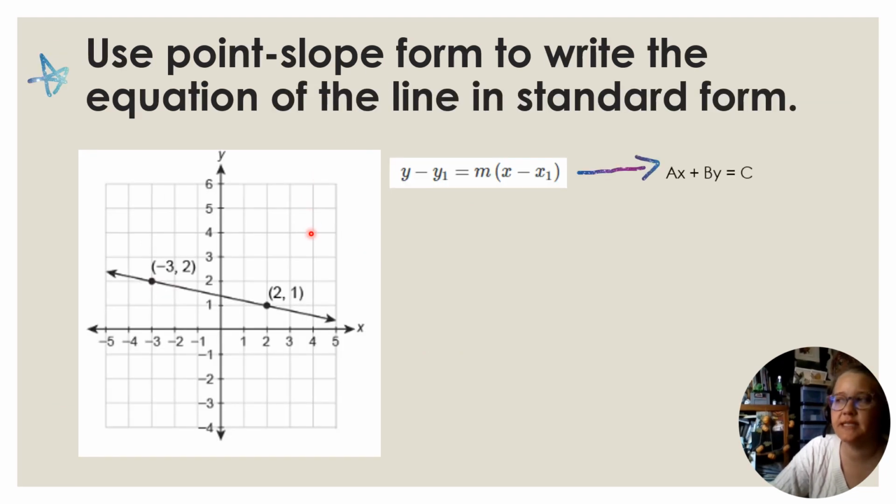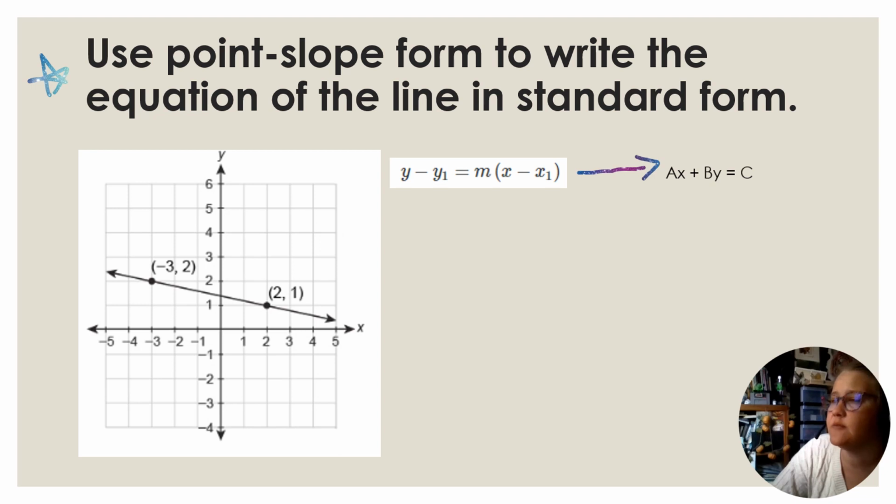All right, now this one we see here is much like the crazy one that we did in class. This is saying use point-slope form to write an equation of a line in standard form. So it's telling us to use that point-slope form. We can't use slope-intercept because look at that, we don't have a defined, easy-to-find y-intercept. So we do need to use that point-slope form again.